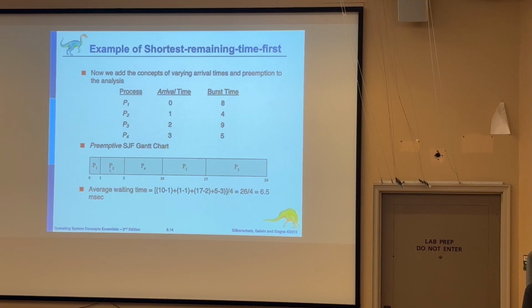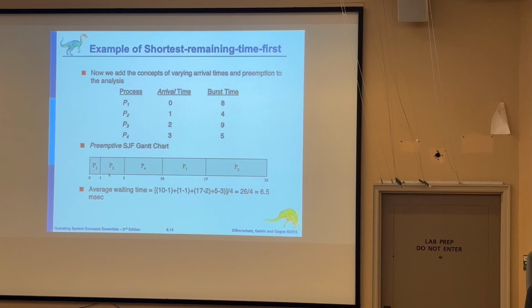When P3 arrives at this point, at time 2, what happens? In that case, P2 has executed for a second, so it has 3 seconds remaining, whereas P3 is arriving with 9 seconds remaining, which would be long. Exactly. So whenever a process arrives, you need to make a scheduling decision.